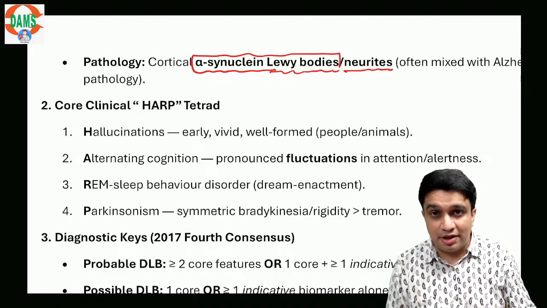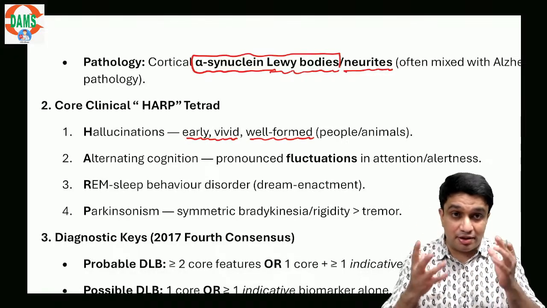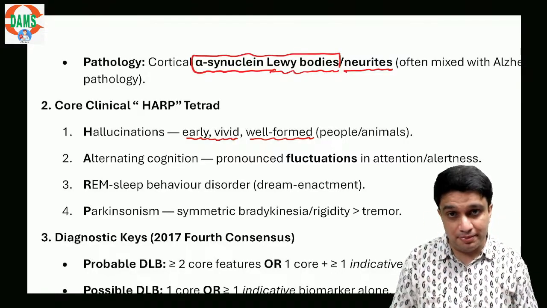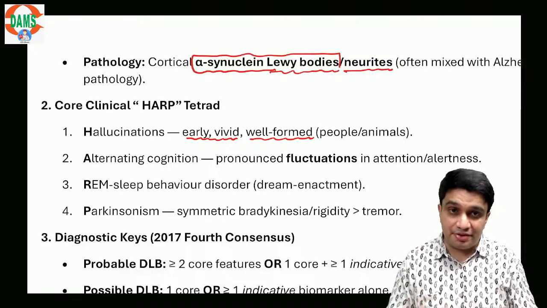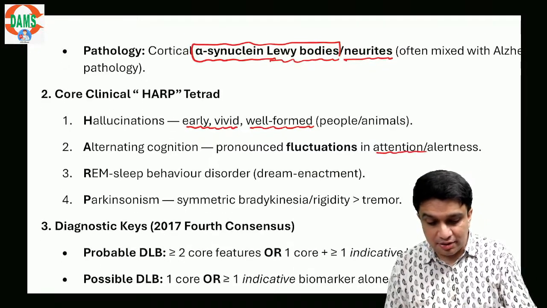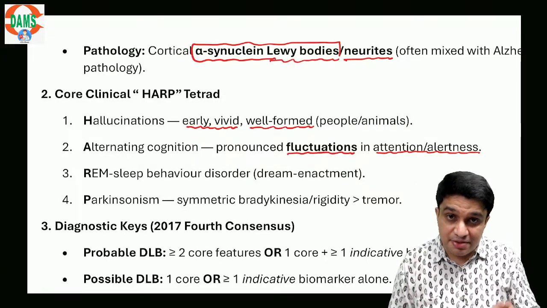What are the core features, the tetrad? Hallucinations. They are well-formed hallucinations, vivid, of people and animals. You'll see the entire person, the complete face, coming in front of them. Then alternating cognition, alertness and attention, and that is also fluctuating.